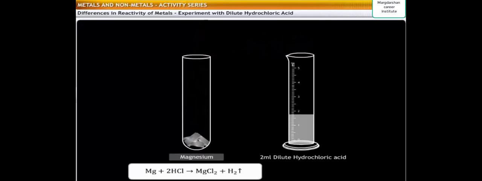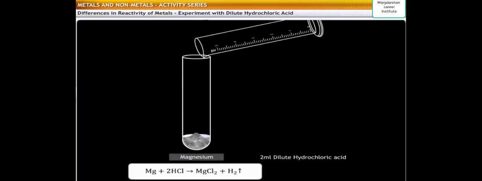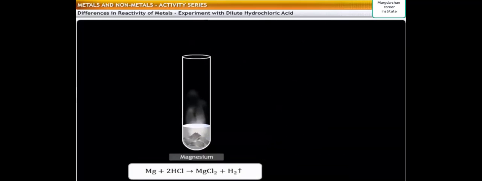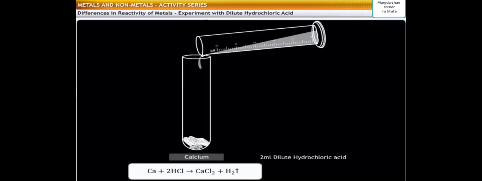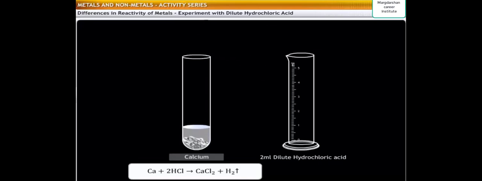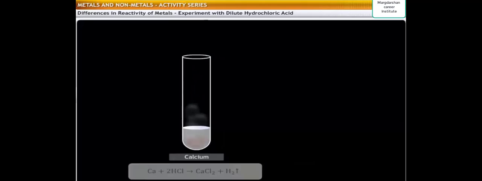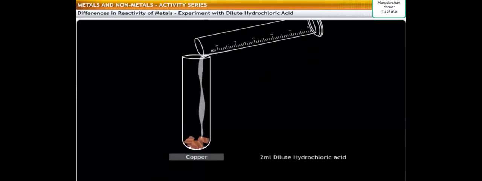Similarly, the addition of dilute hydrochloric acid to magnesium in the second test tube liberates hydrogen. However, the rate at which hydrogen is liberated in this case is lower than that observed in sodium. The rate of liberation of hydrogen reduces further in the reaction with calcium, while copper does not react with hydrochloric acid at all. The variation in the rate of liberation of hydrogen indicates that the metals differ in their reactivity.